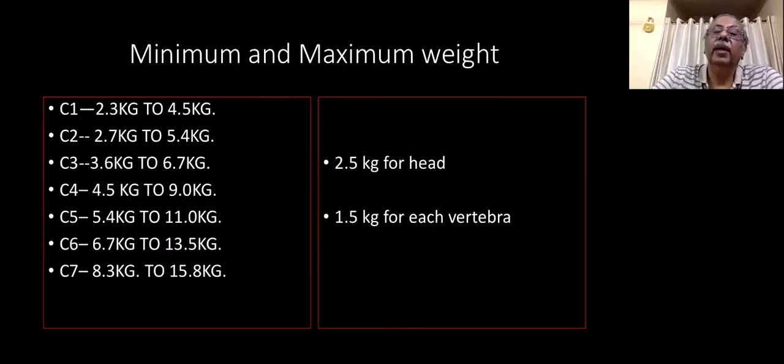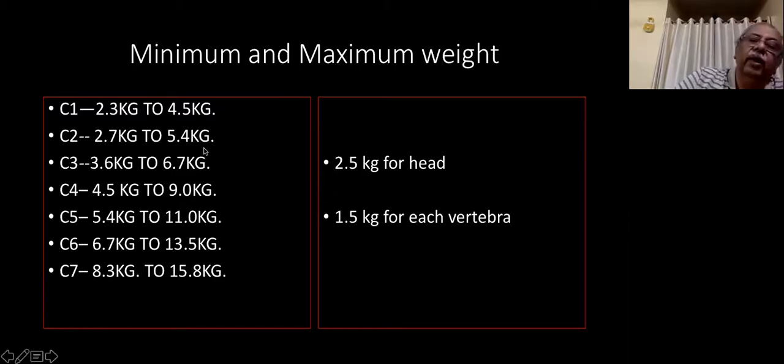Regarding the maximum and the minimum weight, the best way to remember is 2.5 kg for the head, and you add 1.5 kg for each vertebra. For example, for the head, it is 2.5. Suppose it is at the C3-4 level. So you add 1.5, that is 4.5 plus 2.5. That will be at the level of 3-4. And at 4-5, you add another 1.5 kg. That is the best way to remember, to a maximum of around 15 kg. Up to 18 kg or 20 kg, it can be used.